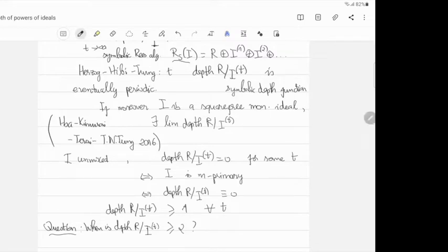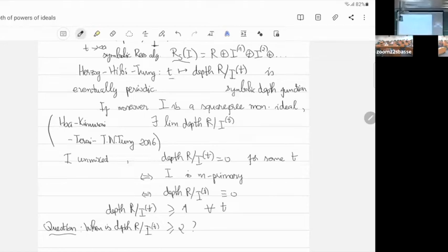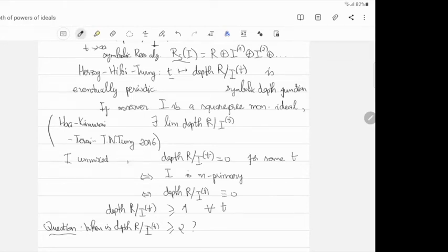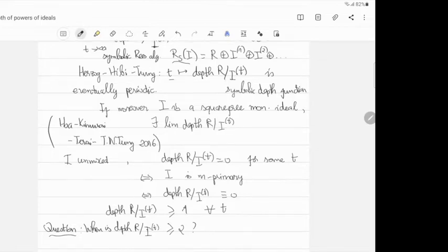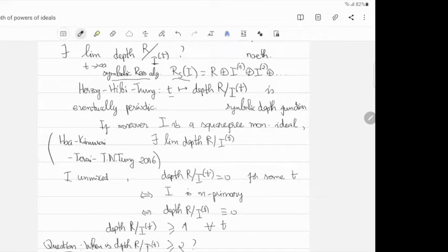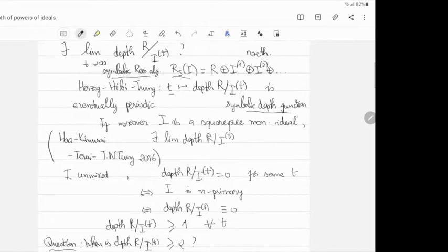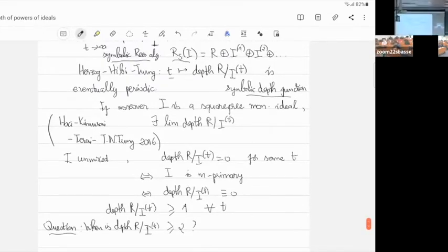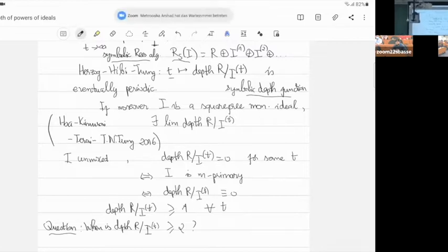It is simply this function, the function mapping t to the depth of R modulo I to the t-th symbolic power. That is called the symbolic depth function. It maps some positive integer to some value. So what is the role of the symbolic Rees algebra? The symbolic Rees algebra is this ring, and the symbolic depth function is a numerical function. So this is only the depth of R over I symbolic t, or RS quotient with I t.